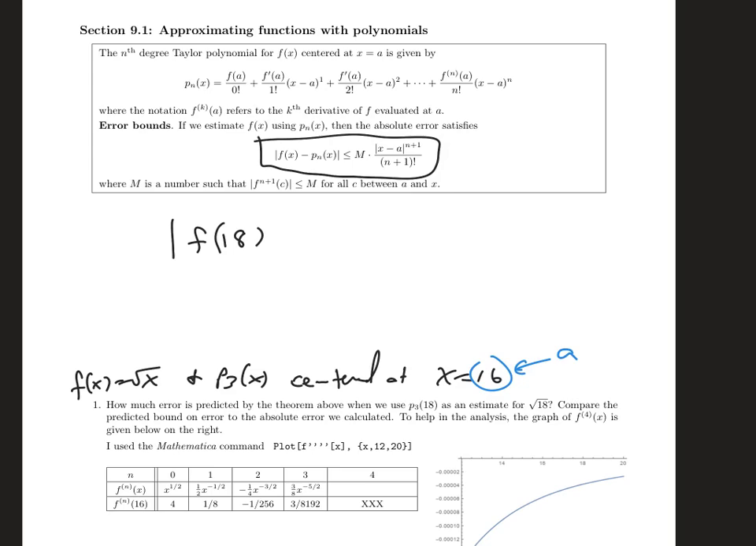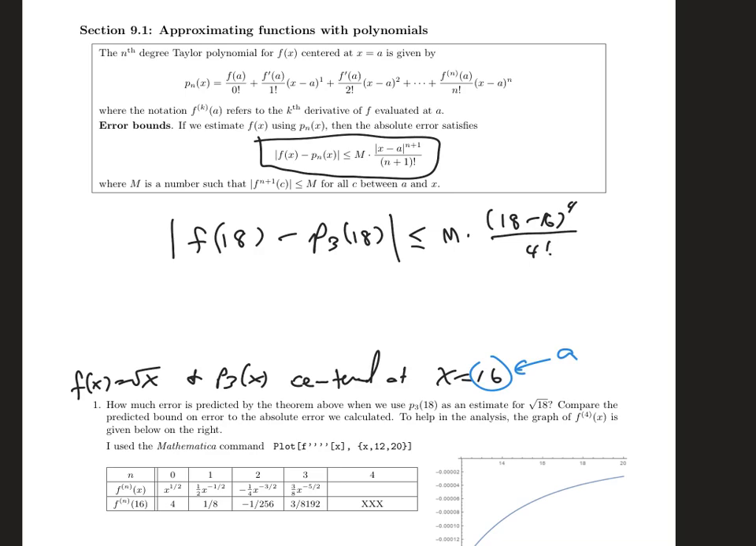So what we found with the theorem was that f of 18 minus the cubic polynomial at 18, this would be the absolute error between the estimate and the actual value, is no more than, this is what we mean by an upper bound on the error, m times 18 minus 16 to the fourth over 4 factorial.